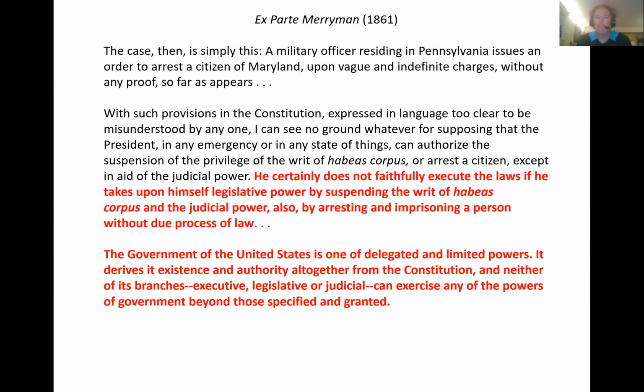One of those is Merryman. He is arrested by the military. His lawyer goes to a federal court. Ironically, the presiding officer in this court is Chief Justice Taney, and demands a writ of habeas corpus, which basically says my client has been unjustly detained. The court needs to issue an order requiring him to be released. Taney dutifully issues the order.